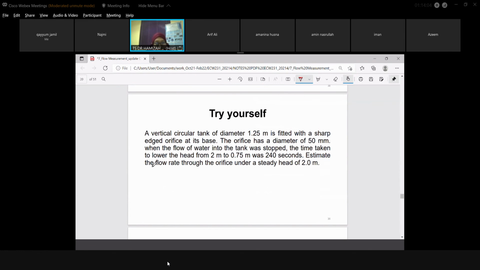It asks for the flow rate through the orifice. The head given is 2 meter. There is a time taken here, so of course it is emptying the tank, or stopping the time taken to lower the head from 2 to 0.5. This is the time to empty the tank from 2 meter to 0.75 meter.